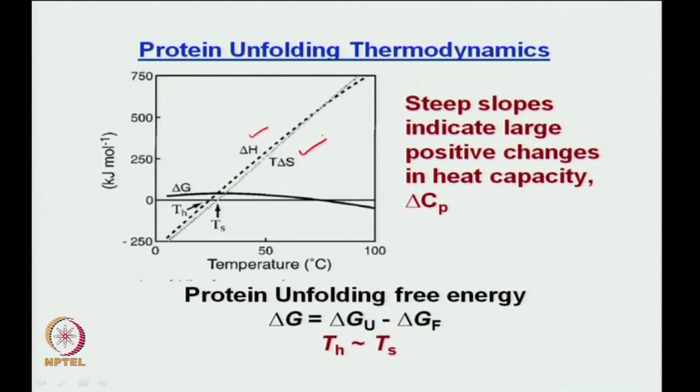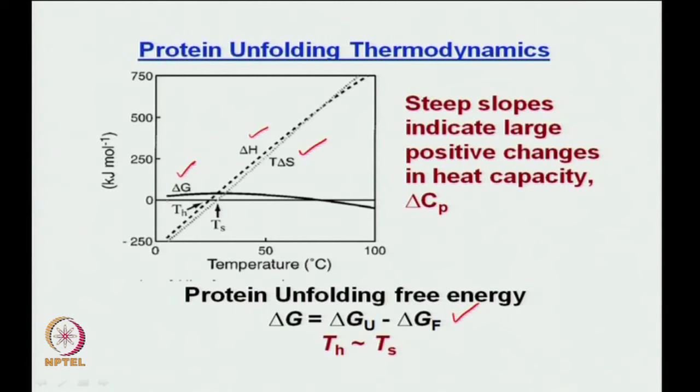Now, what we are looking at is the protein unfolding free energy. See this delta G, it is delta G equal to delta G u minus delta G f. What does u stand for? Unfolded state, f stands for the folded state. We are calling it protein unfolding free energy because when we are unfolding the protein, that is the free energy associated with this unfolding. We are not looking at the reverse.